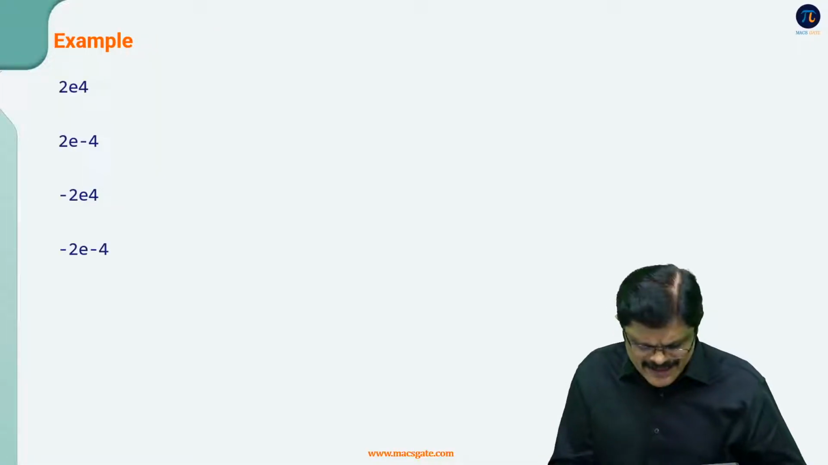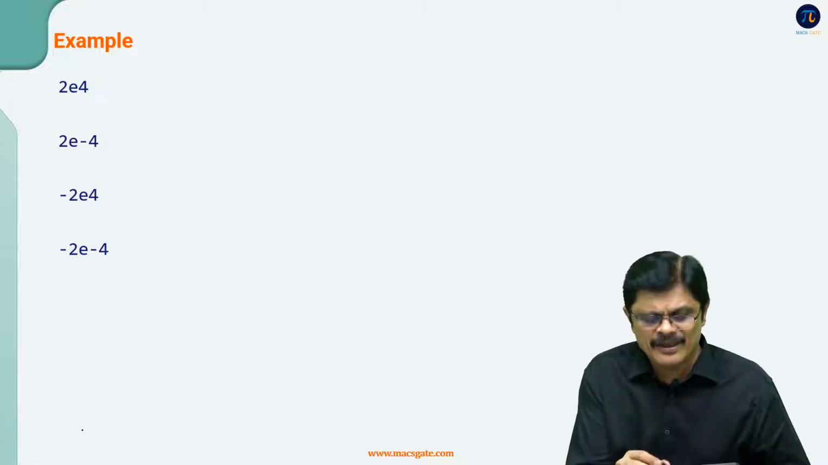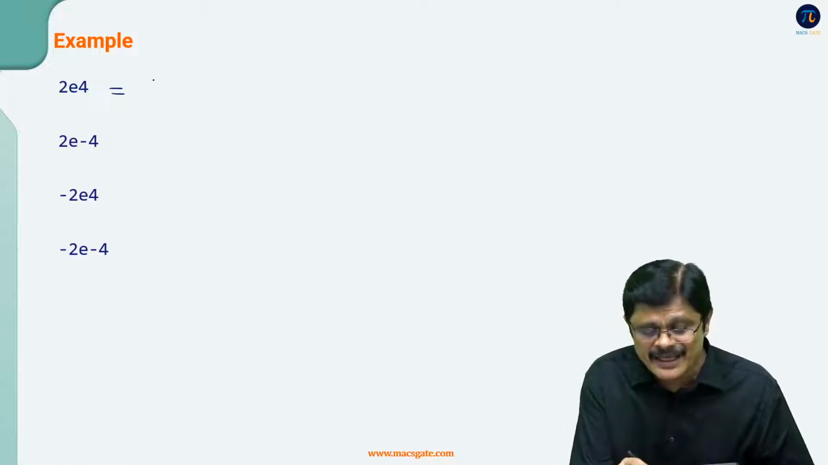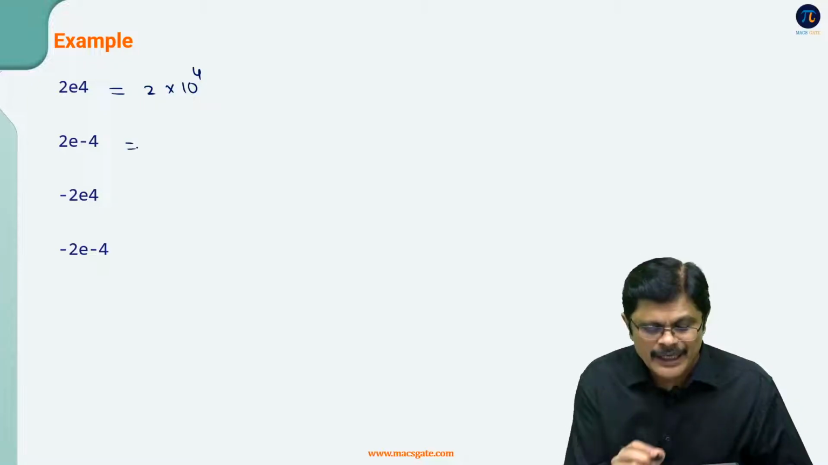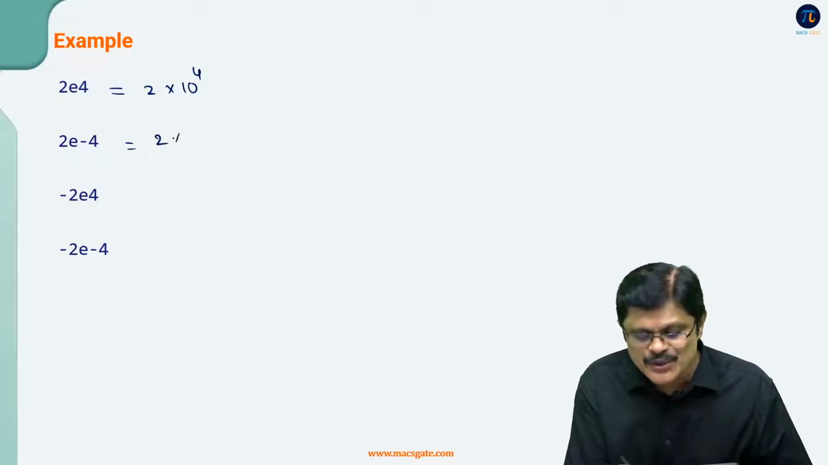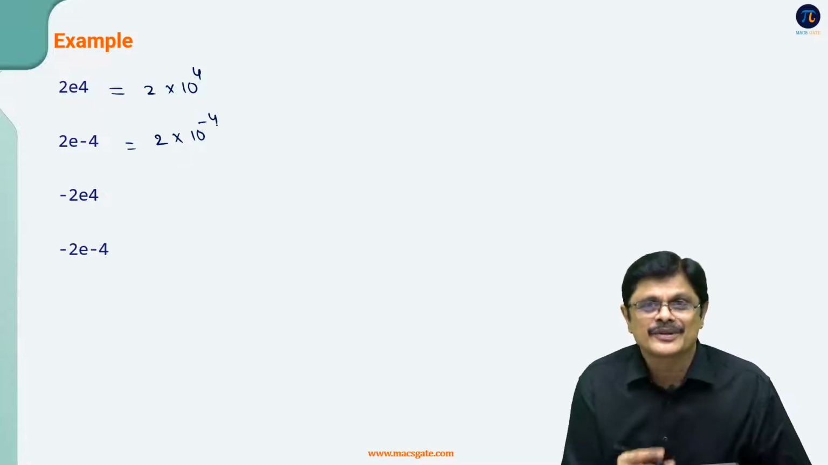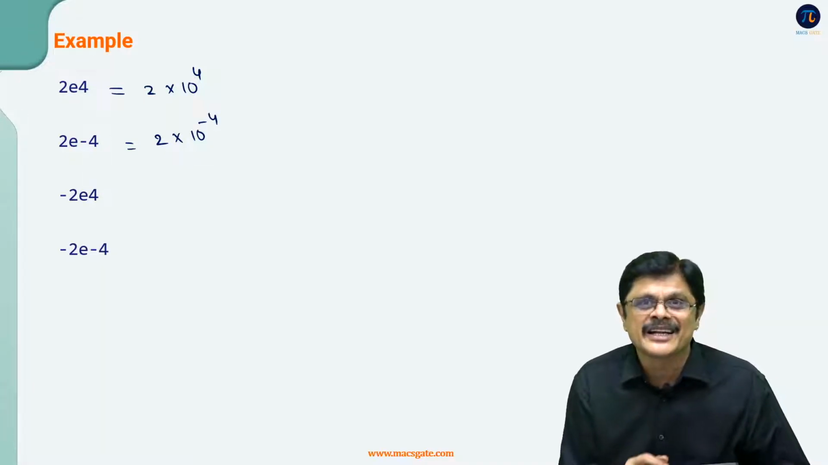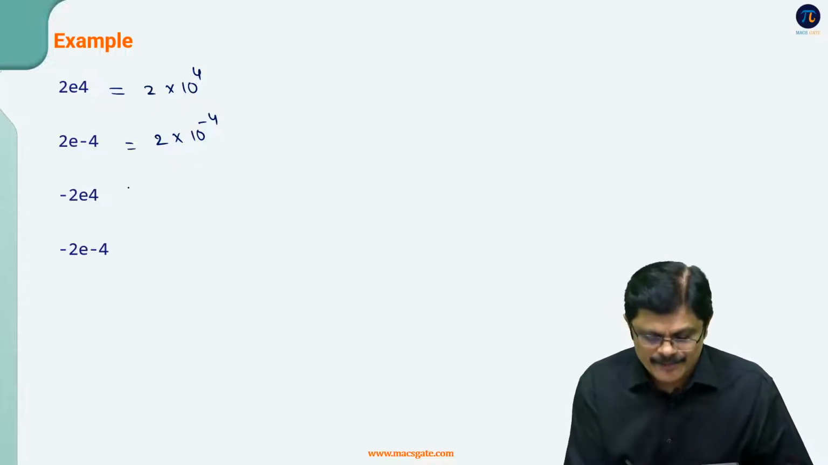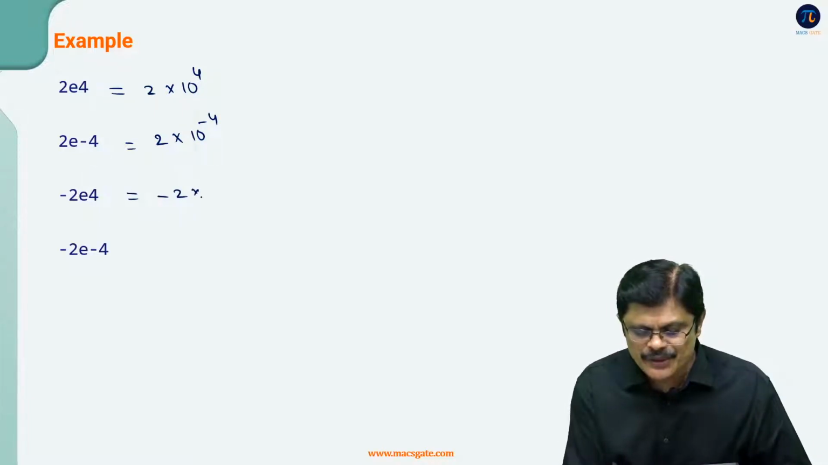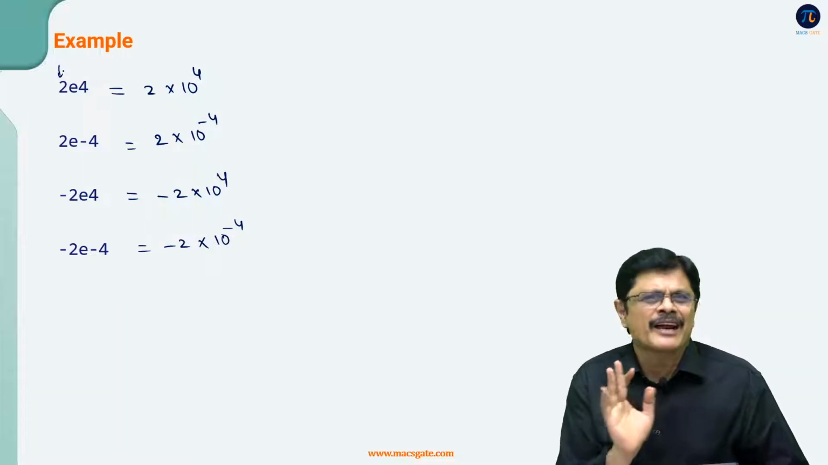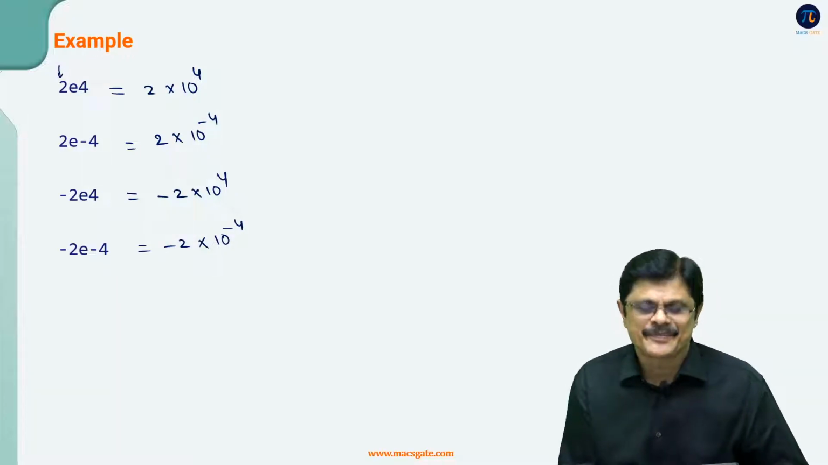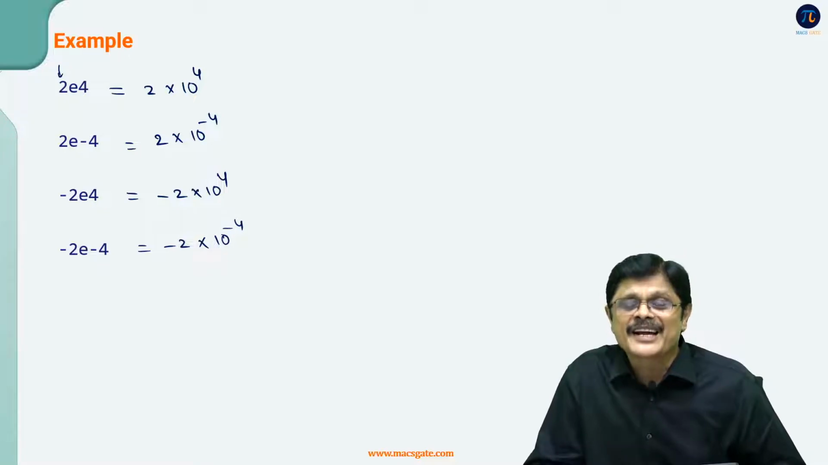Let me give you a simple example for writing this floating point number. If you write 2e power 4, the meaning is 2 into 10 power 4. When you write 2e power minus 4, the meaning is 2 into 10 power minus 4. So, that number is represented in that particular scientific form. And what about minus 2 into 10 power 4? And what about minus 2 into 10 power minus 4? Instead of this 2, you can have a fractional number also, no problem. So, this is your fractional constant.